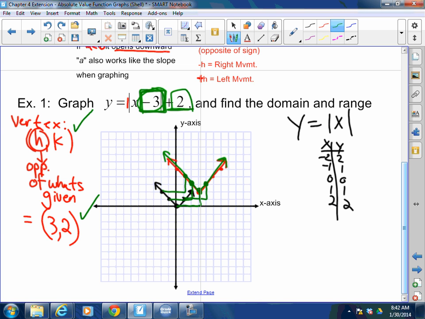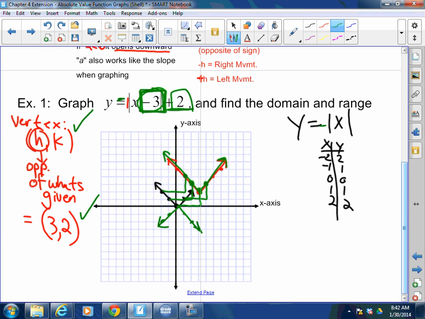If the parent was negative, then it'd be going here. Then the parent would be going downwards. But you'd have a negative out here if it was going to be negative. You feel me? But you don't have to do the parent method, guys. I just like to teach you the right way. I like to teach you what's going on.